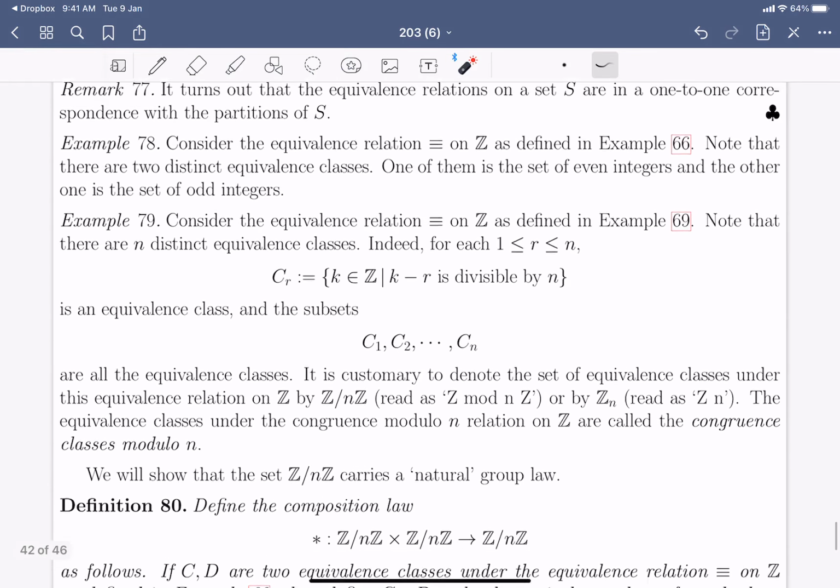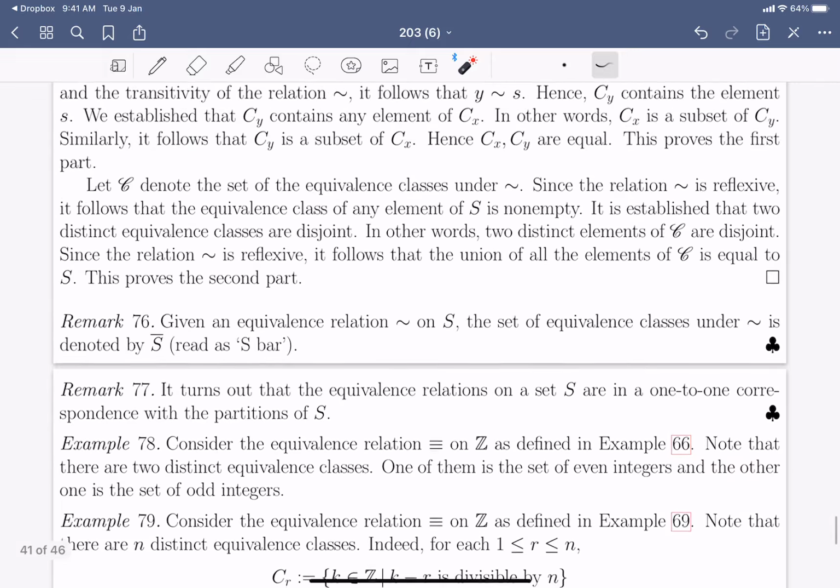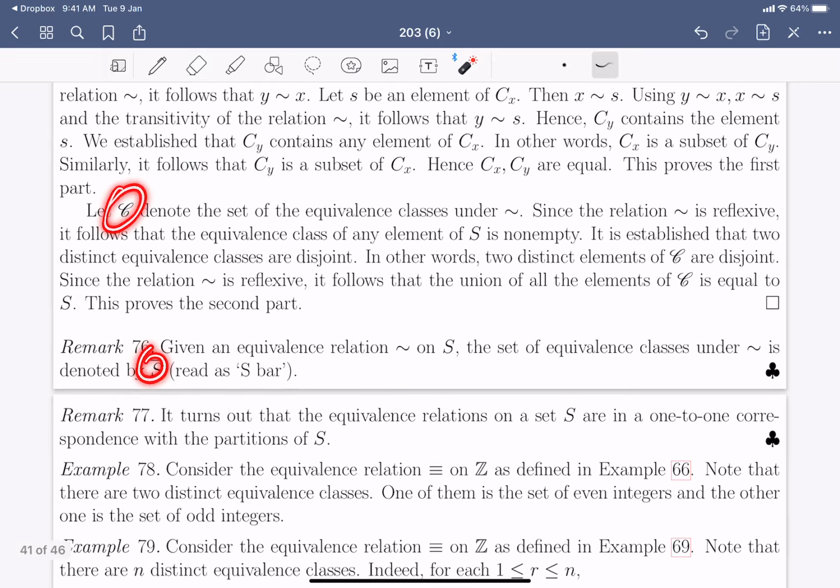A few more notations are to be introduced. If you start with an equivalence relation tilde on S, then the set of all equivalence classes under tilde is denoted by S bar. This is a standard notation, and this S bar stands for the C that we have written here.